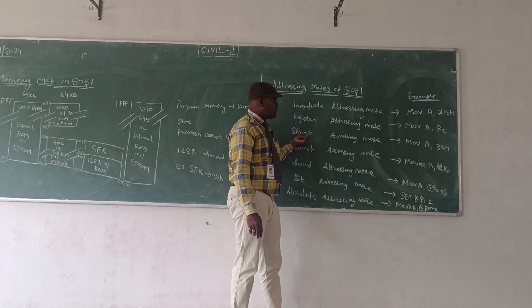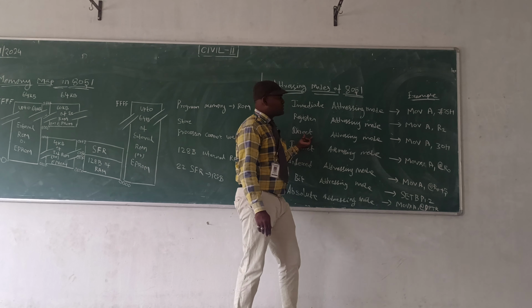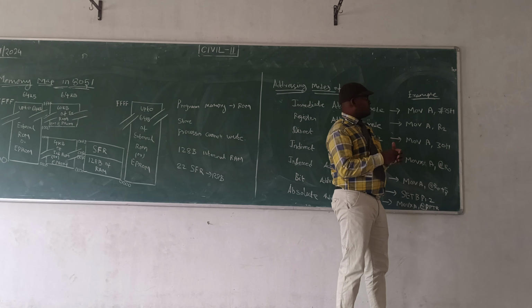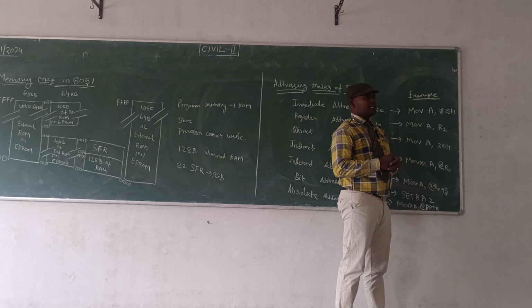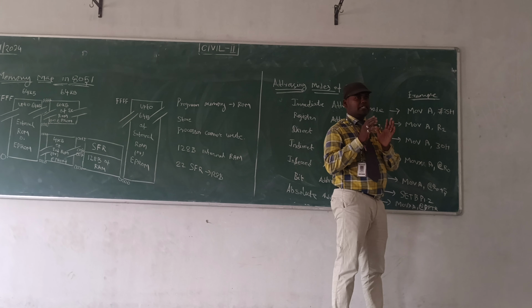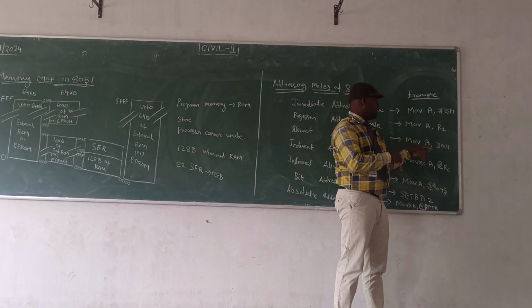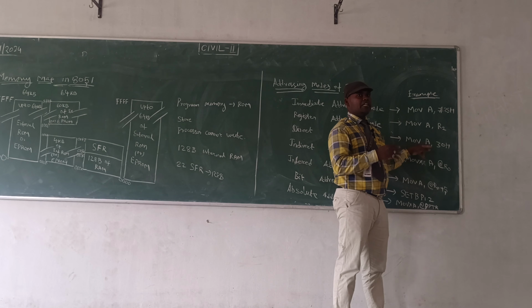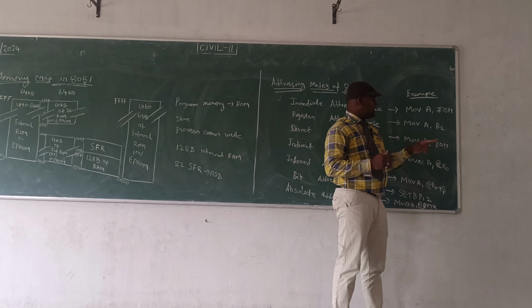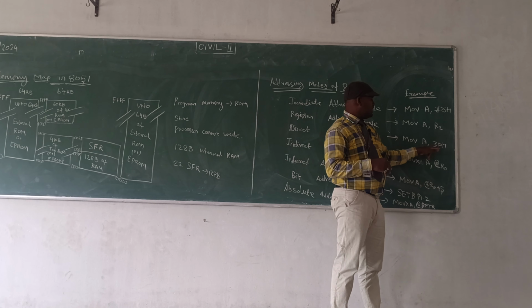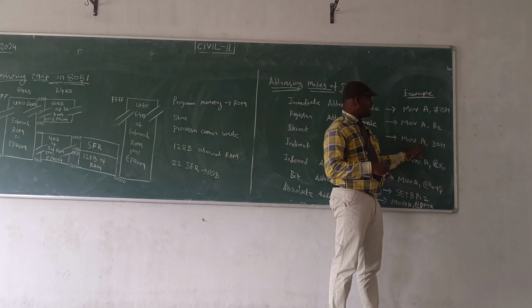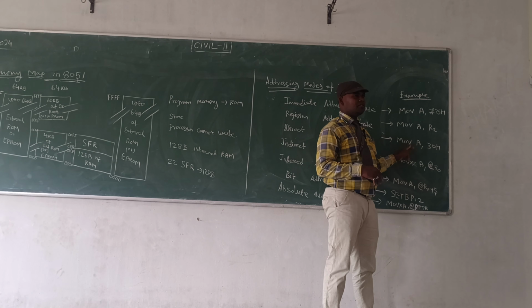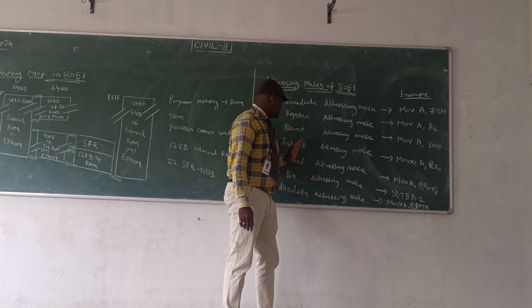Then direct addressing mode. The direct addressing mode is also the same. The direct data, you see here that 30H is the direct data. That data can be directly given to the accumulator. Any data or any signal can be transferred immediately or directly to the register. So that is the direct addressing mode.